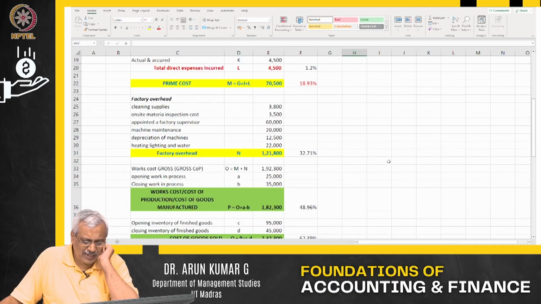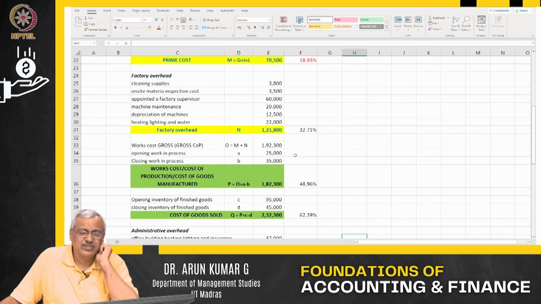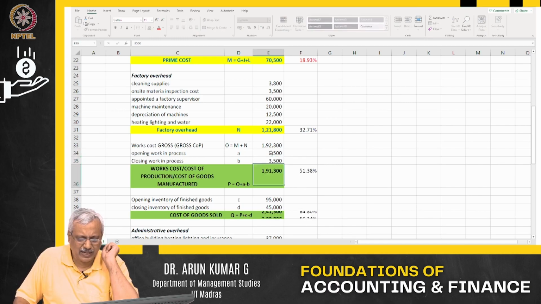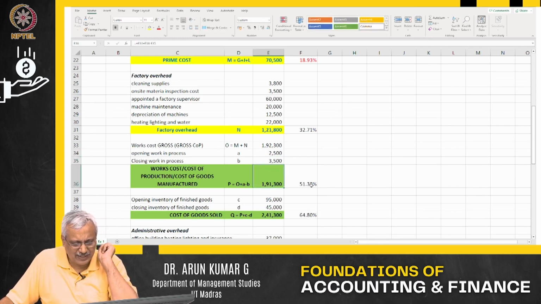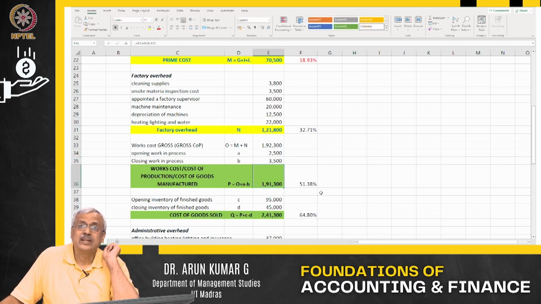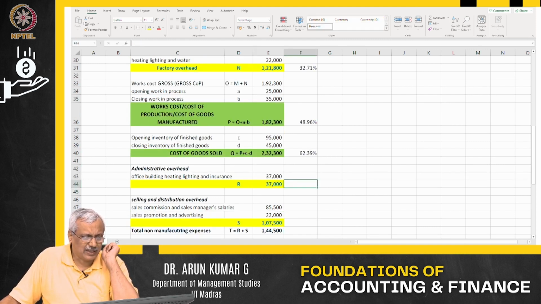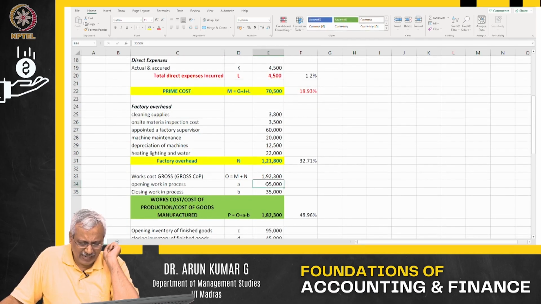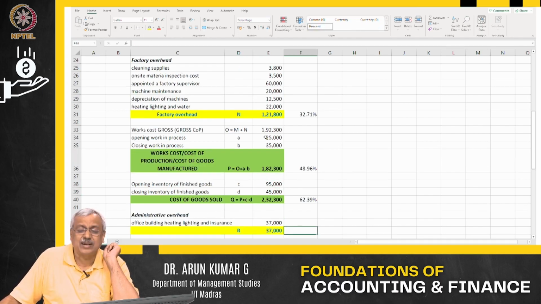For example, I would say, sir, can I reduce the work in process? If I reduce the work in process inventory, will this cost not come down? Yes, for example, instead of 25,000, you make it 2,500 and you make this 3,500. Now you see the work in process cost increases. Can I alter the work in process? Can I eliminate the opening work in process? Does it come down? Yes, you can see that it comes down.